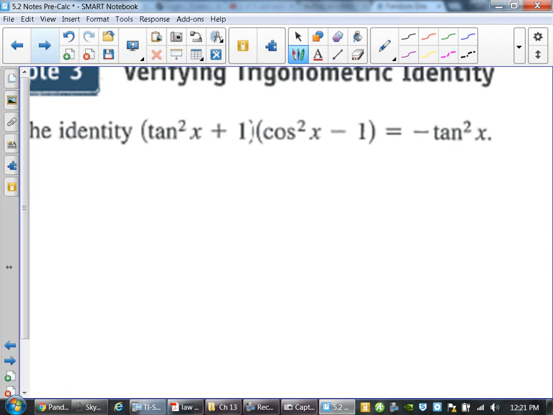So we want to verify that tangent squared x plus 1 times quantity cosine squared x minus 1 equals negative tangent squared of x. So what they're putting here is they're putting in a couple of the trig identities to start with. And as you put the trig identities together, what is tangent squared plus 1? Secant squared. So that's secant squared.